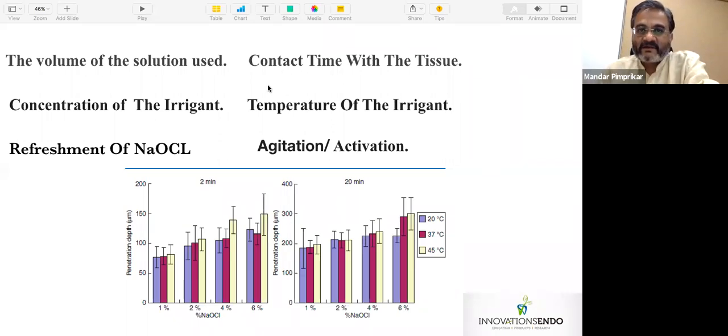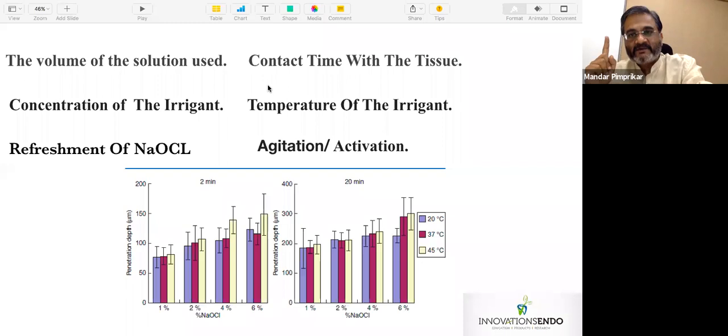So the next factor will be contact time with the tissue. The studies have shown that the hypochlorite takes about 40 to 45 minutes or maximum 50 minutes to take care of all the pulp tissue. Now, does it mean that you're going to irrigate for 50 minutes? No.